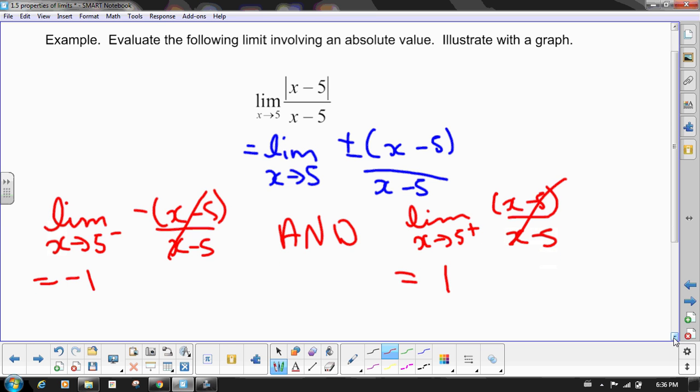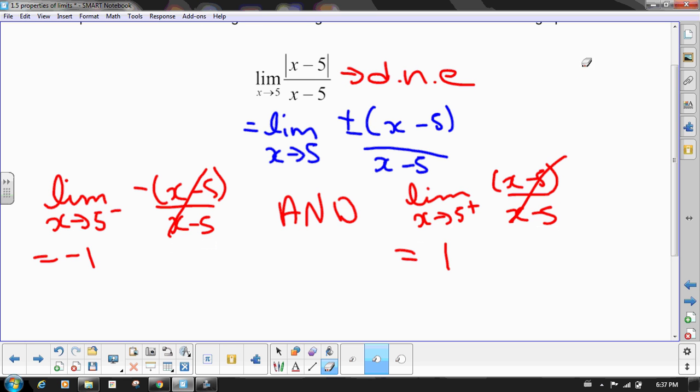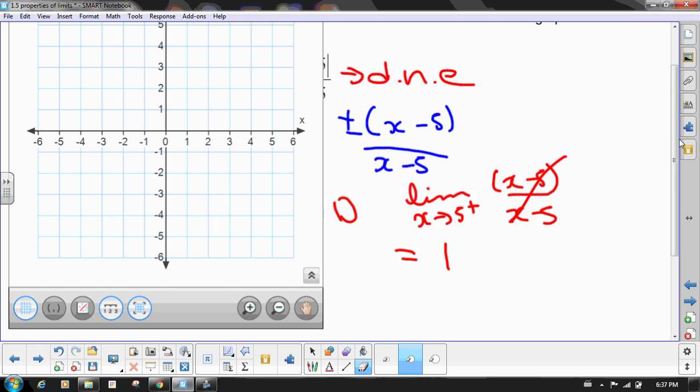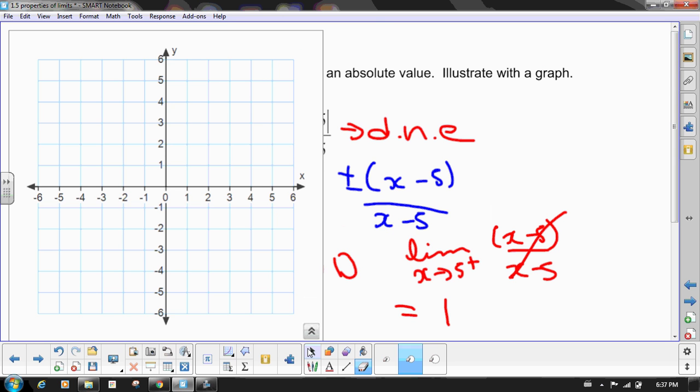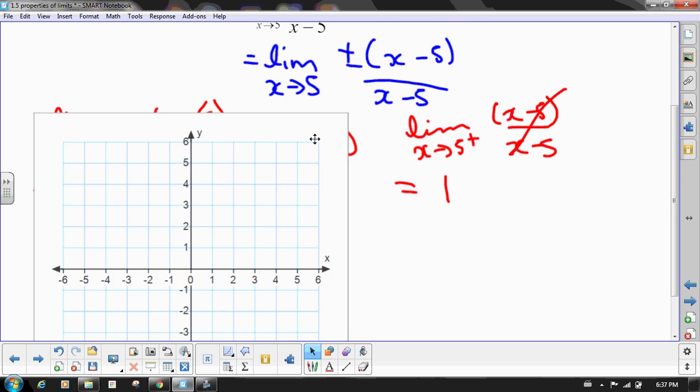So without doing anything else, what do we know about the limit as x approaches 5? It does not exist. If we sketch this graph, I'll actually pull out a grid to make it a little bit easier. Get it down here so we can actually see what's happening.